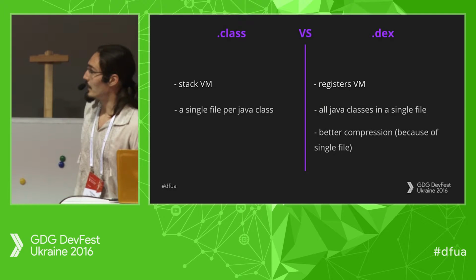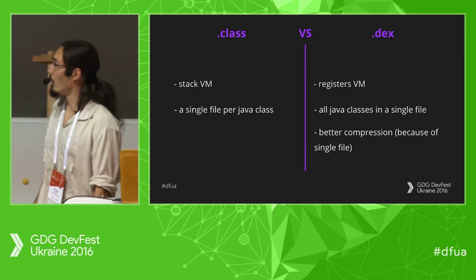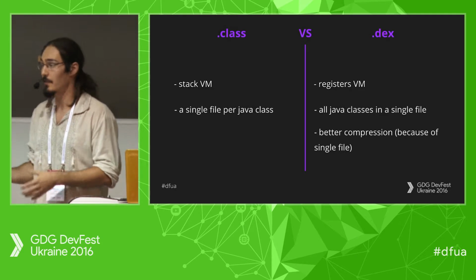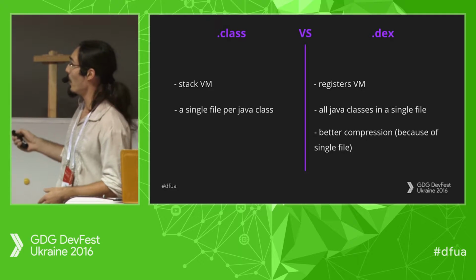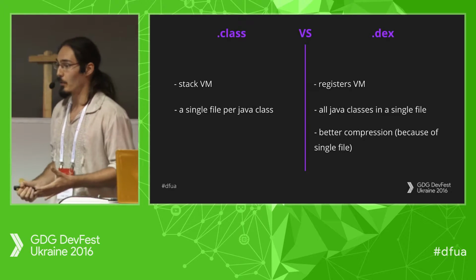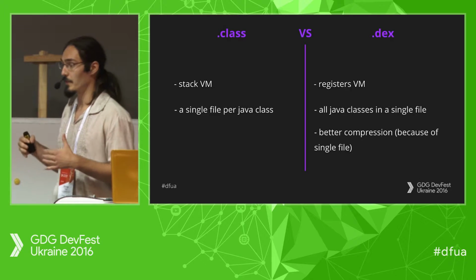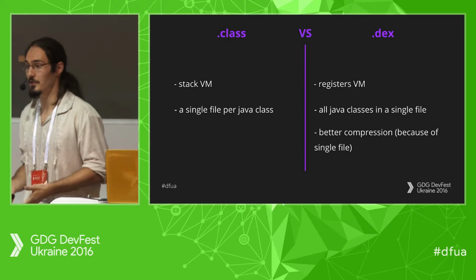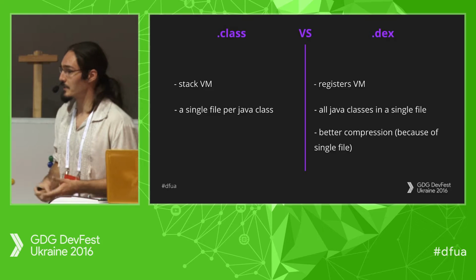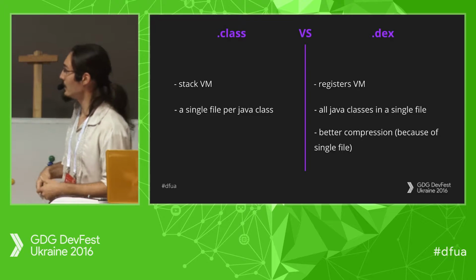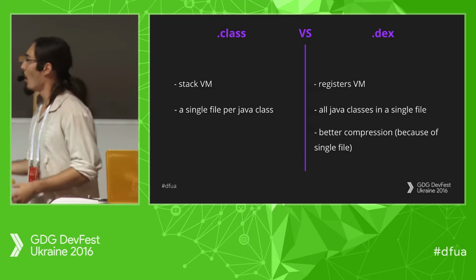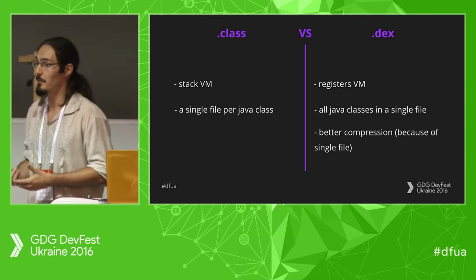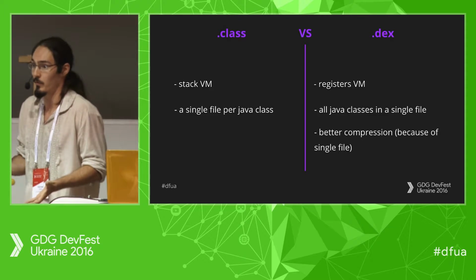Another big difference is that there are a lot of class files, a single Java class is a single class file, but there is only one DEX file. It's because all the stuff in the DEX file, methods, classes, variables, uses the same structures, the same namespace, the same virtual method table, and it makes DEX smaller. Also, one single big file can be compressed more effectively than many small files.